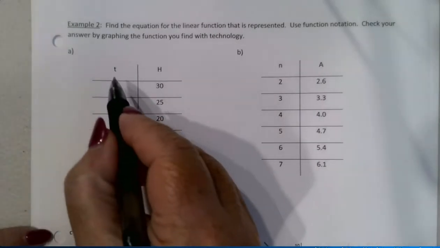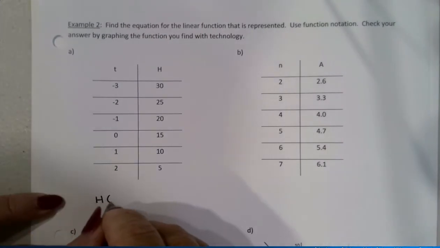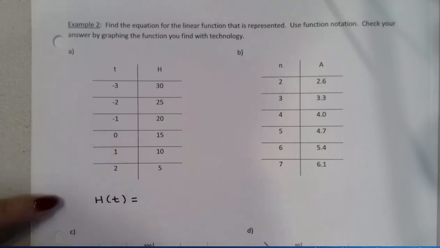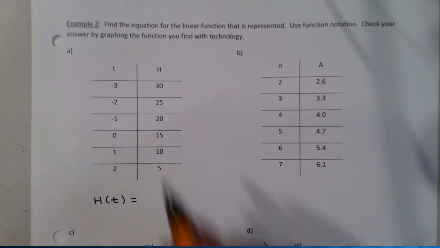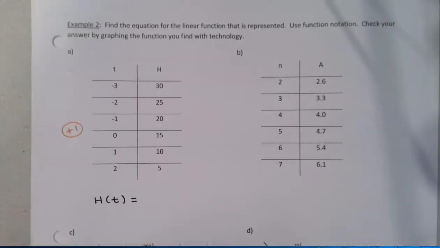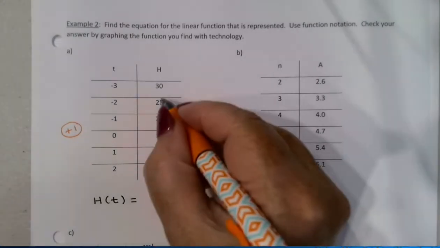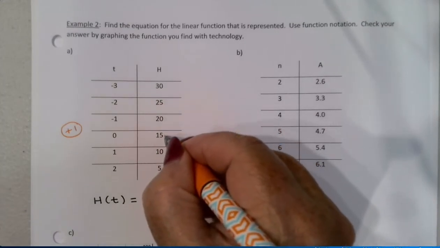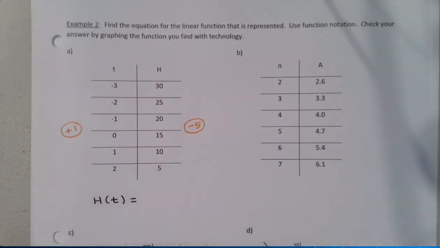So first of all, I'm going to notice with an input of t and an output of h, my equation is going to be h of t. Now the next thing I need to know is the slope. So I'm going to verify to myself the inputs do go up by 1. And then I'm going to ask myself, what's the pattern in the outputs? And it looks to me like it's subtracting 5 every time. So that means my slope, my m, is negative 5.